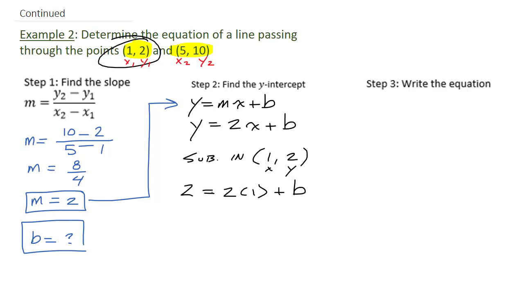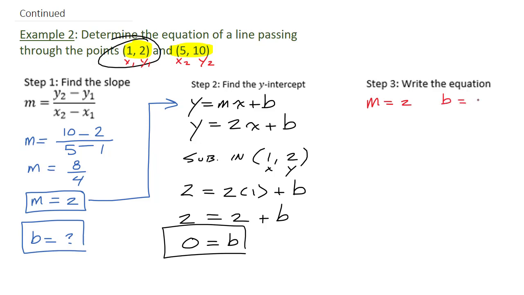And now it's just a matter of solving for b like we've done before. 2 times 1 is 2, and I'm going to subtract 2 from the other side. In this case, I actually get b equals 0. All right, so we've got all our information, right? We know m is 2. We know b is 0. So let's sub that into y equals mx plus b. So y equals 2x plus 0.